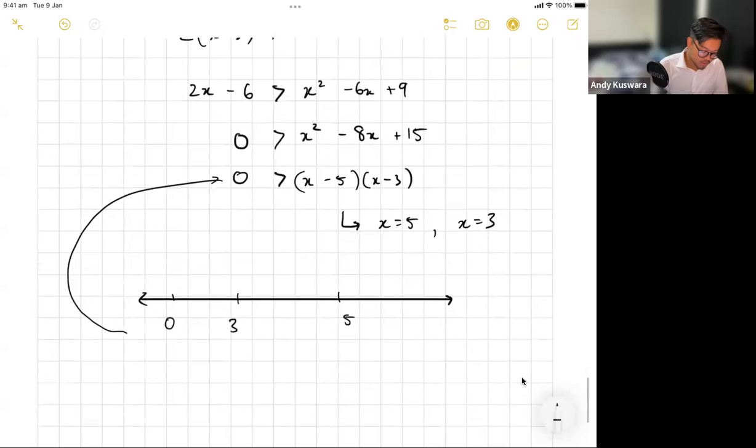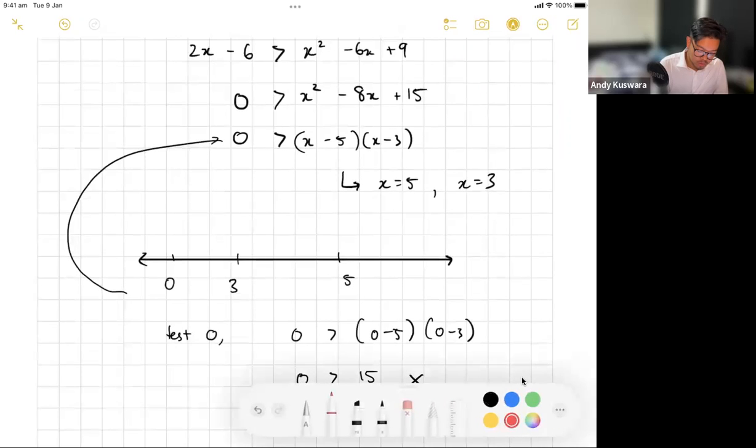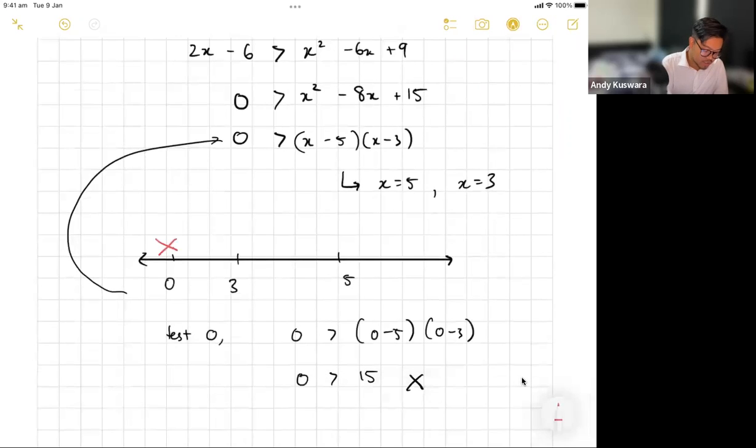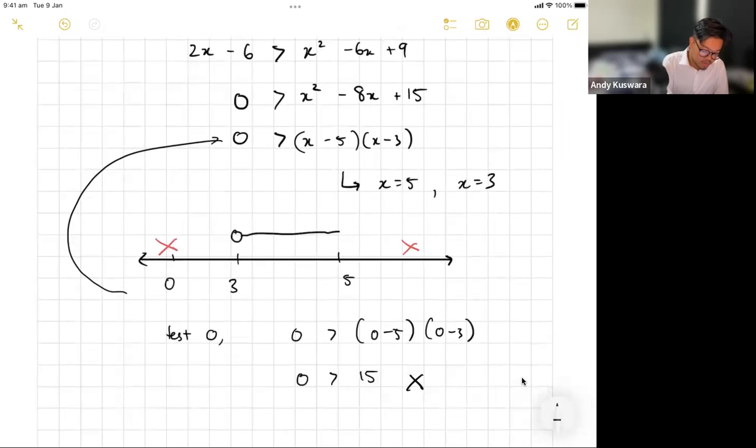So if I test 0, now we'll have 0 to be greater than 0 take away 5, 0 take away 3. So that means 0 is greater than positive 15. Now that is clearly incorrect. That means we do not exist on this outside edge here. That means we don't exist on the other outside edge here. But in fact, we're going to live in between these two then.